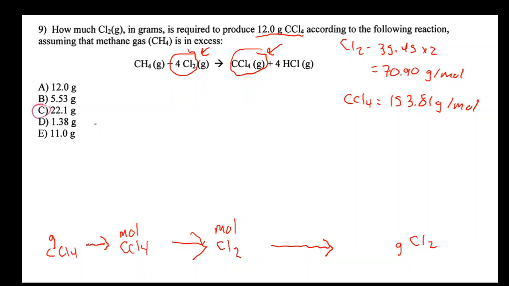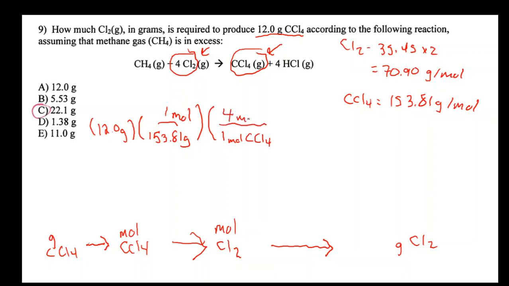So we have 12 grams of CCl4. And then in order to convert that to moles of CCl4, we'll use the mass. So that was 153.81 grams per 1 mole. So grams cancel there. So now looking at our molar ratios, we want to get rid of moles of CCl4. So that would be 4 moles of Cl2 per 1 mole of CCl4. And then now we are in moles of Cl2.